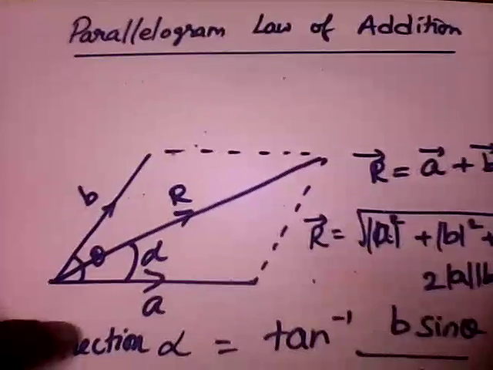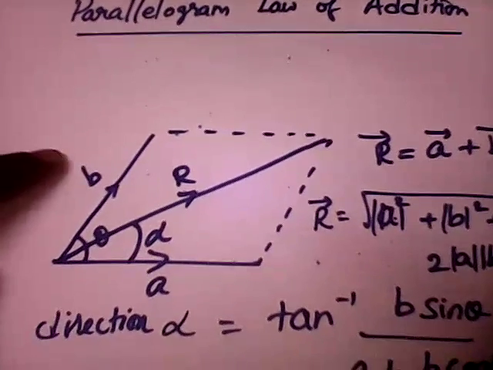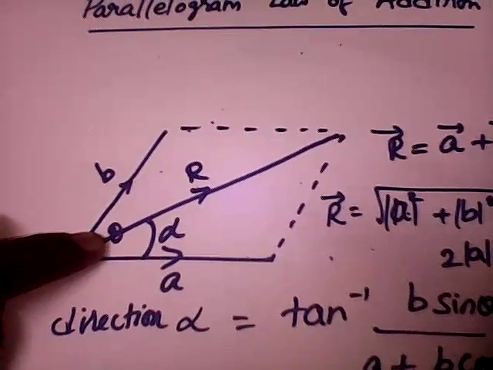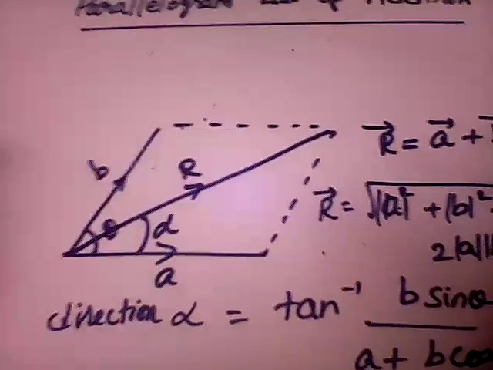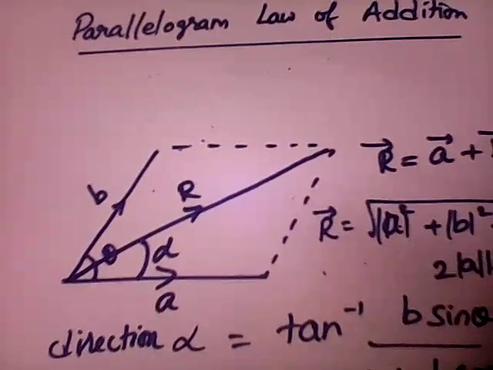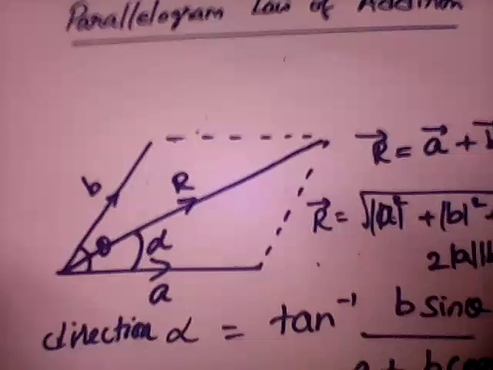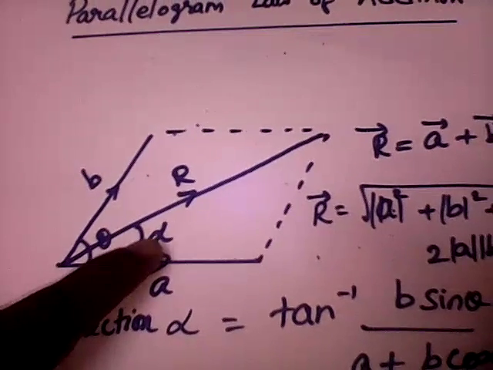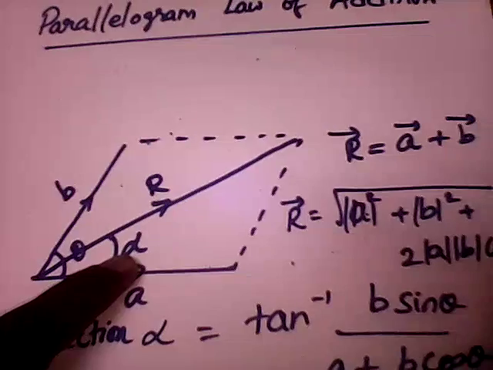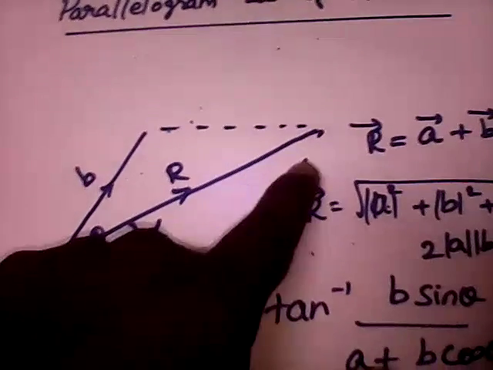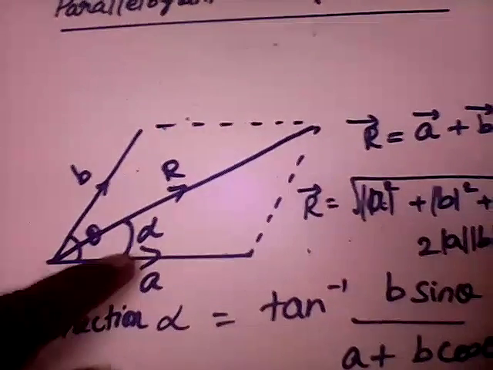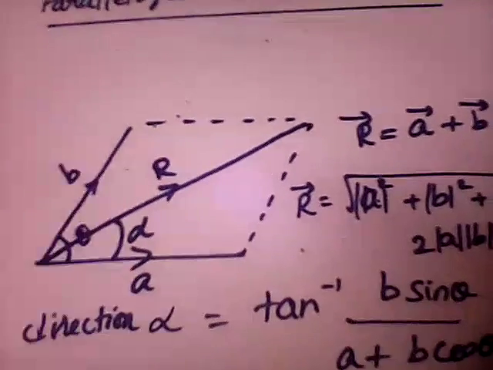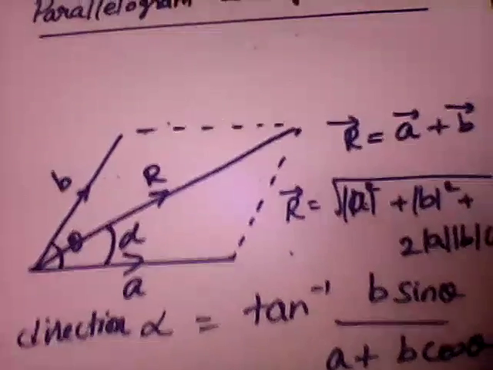See, if a vector A is acting here and another vector B is acting here, the angle between these two is theta. So, the resultant will be the diagonal of the parallelogram formed by the two adjacent sides A and B vector. Now the resultant R is making an angle of alpha. We have to find the length of R as well as the alpha. Here the length of R denotes the magnitude and alpha denotes the direction.